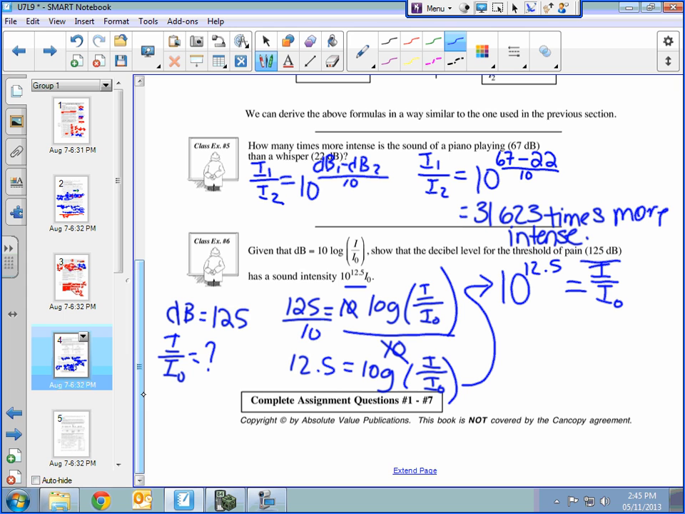Okay, can you pay attention, please? We're almost done with this. I have 10 to the 12.5 equals I over I naught. Can I isolate the I? It's being divided by I naught. What's the opposite? Multiply both sides by I naught. So I have 10 to the 12.5 times I naught is equal to I. Is that exactly the same? So that's just showing that that is equal to that.